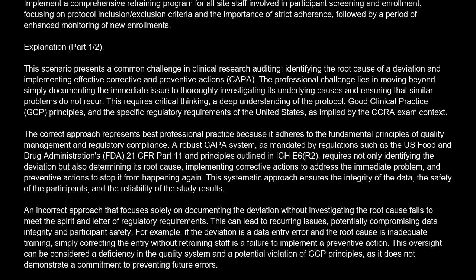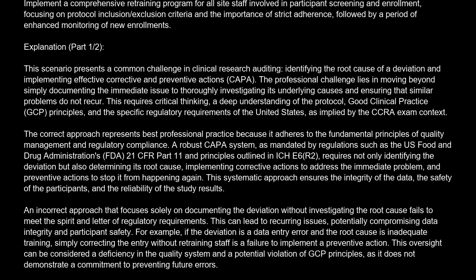Implement a comprehensive retraining program for all site staff involved in participant screening and enrollment, focusing on protocol inclusion/exclusion criteria and the importance of strict adherence, followed by a period of enhanced monitoring of new enrollments.